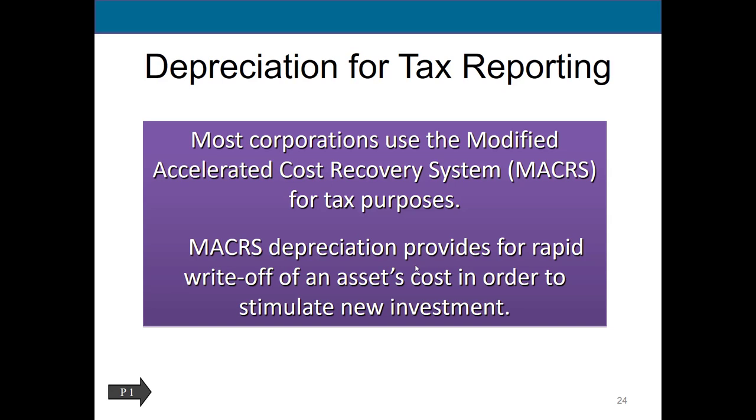MACRS depreciation really provides for a faster write-off. It really, for most assets, works just like double declining balance. So there are certain classes of assets like machinery and equipment, office furniture, vehicles, that allow us to use double declining balance for taxes, so we get a bigger expense in the front. And that incentivizes people to make new investments, or businesses to make new investments. Certain classes of assets, though, still have to be written off straight line.